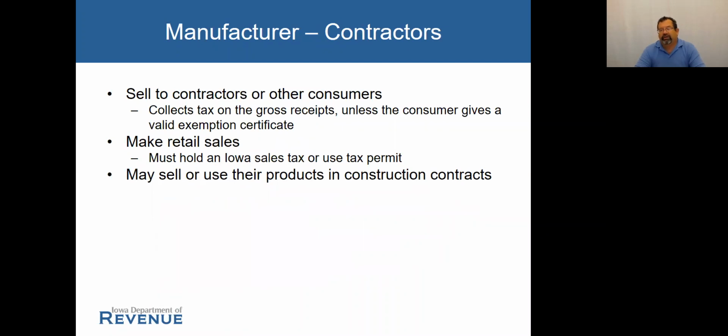Manufacturer contractors sell to contractors or other consumers. They collect tax on the gross receipts unless the consumer gives them a valid exemption certificate. They also make retail sales and must hold a sales tax permit for that purpose. They may also sell or use their products in construction contracts.